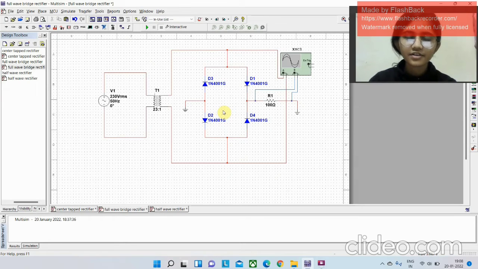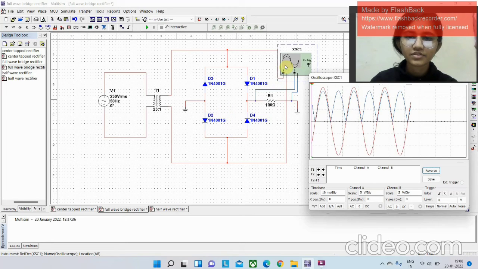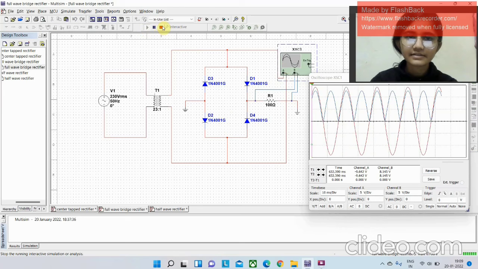In the half wave rectifier, we were only getting the positive half cycle output, and the negative half cycle was cut out. But in the full wave rectifier, we will receive both cycles in the output, and both will be positive cycles, which we can see by running the circuit.